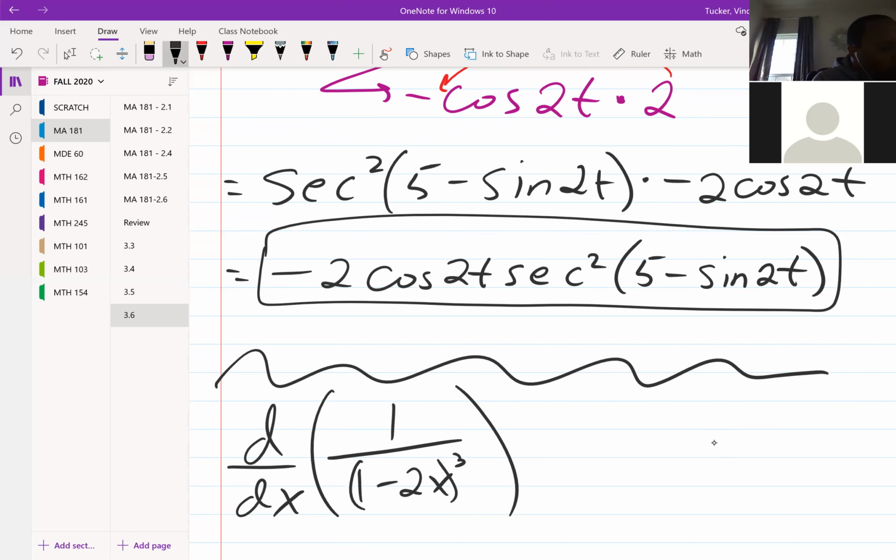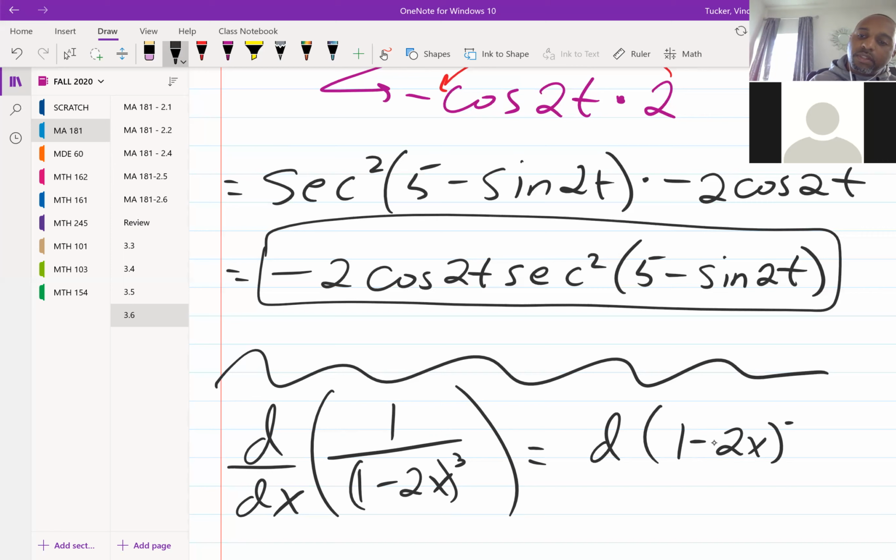All right, so another one of the examples gave us this. We want to find the derivative of 1 over 1 minus 2x to the third power. Once again, if we have one like this, raise it to the numerator. 1 minus 2x to the negative third power.